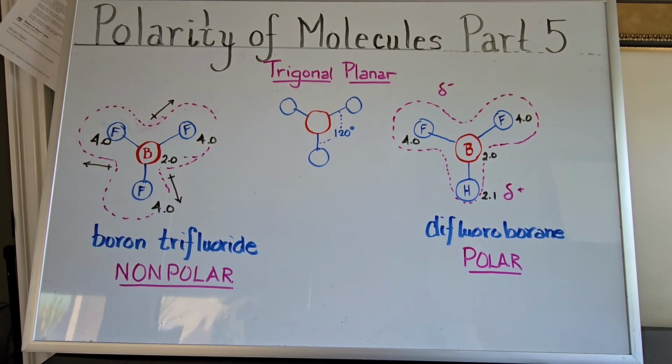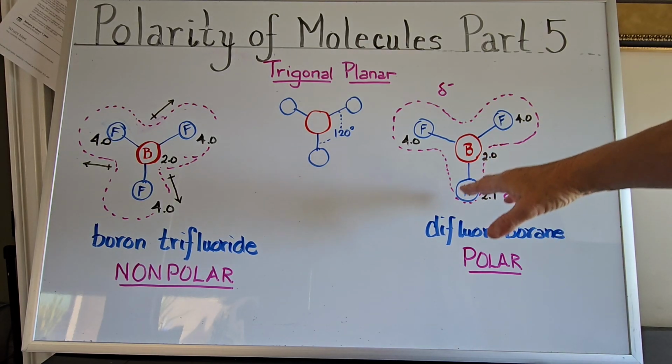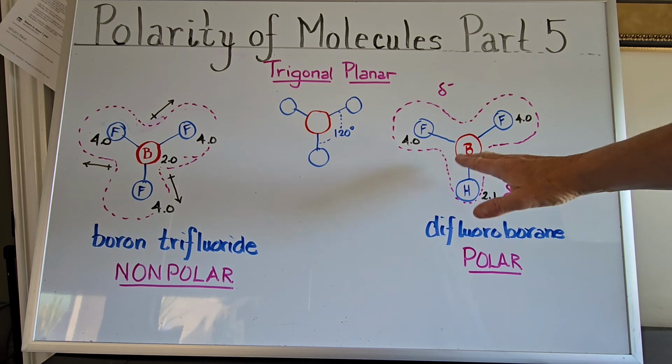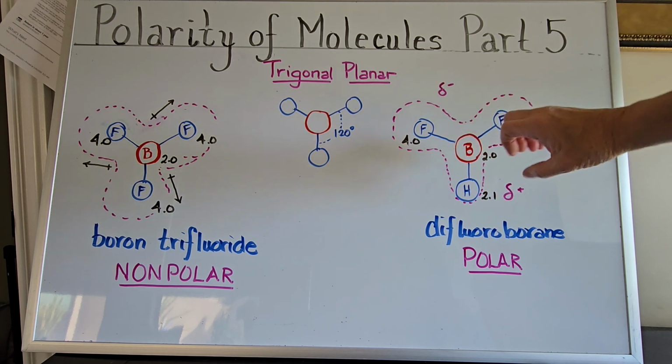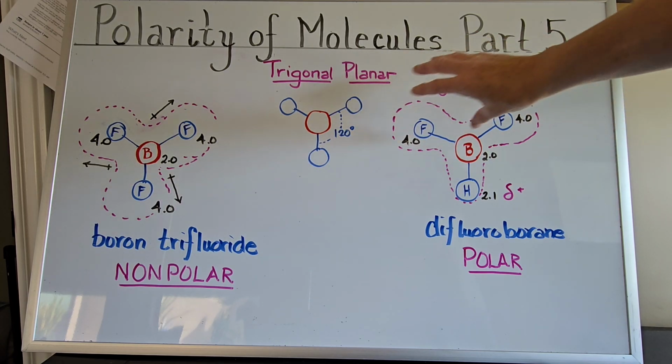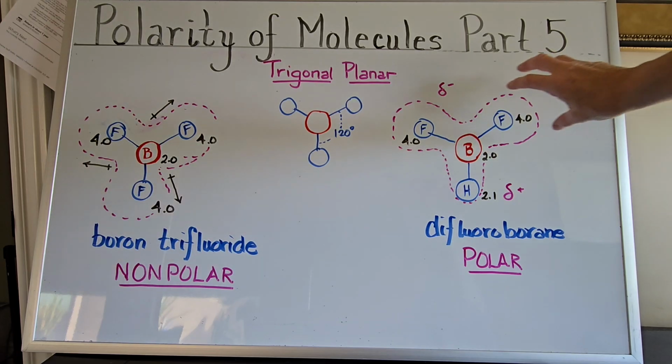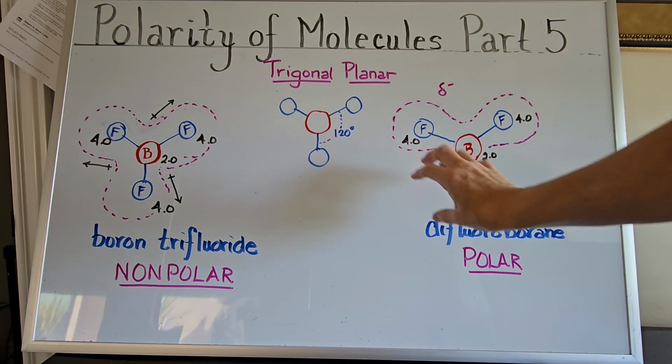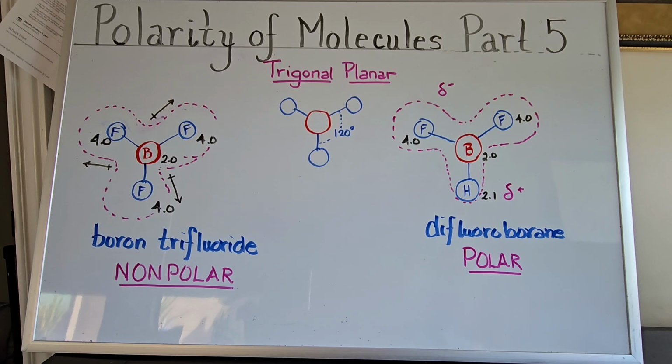So this is much less electronegative. So the pull on the electrons is not nearly as great. The fluorines will kind of hog those electrons, pulling them up towards themselves. And here with difluoroborane, you see there is a separation of charge. These electrons are concentrated up here, creating a partial negative side and then a partial positive side down here. So difluoroborane, closely related to boron trifluoride, is polar, whereas the boron trifluoride is not polar.